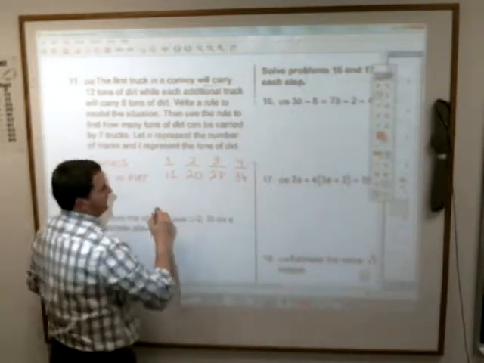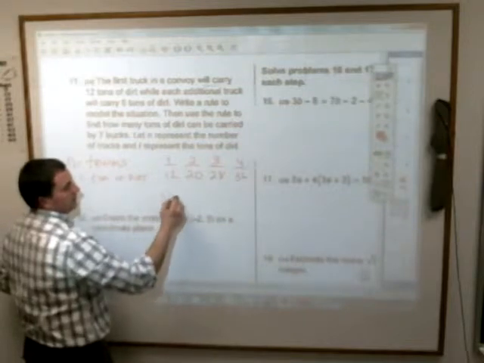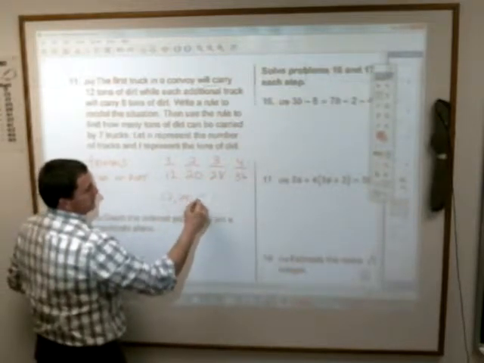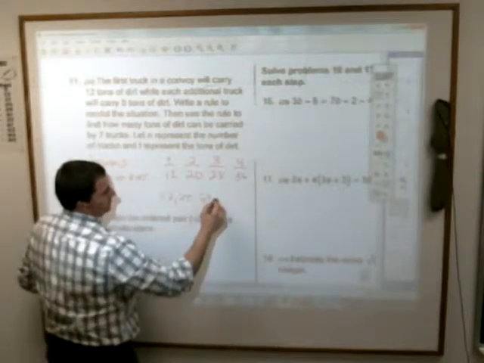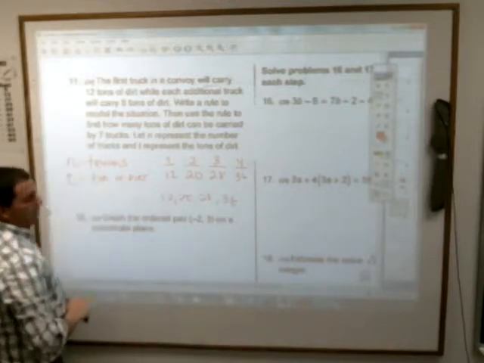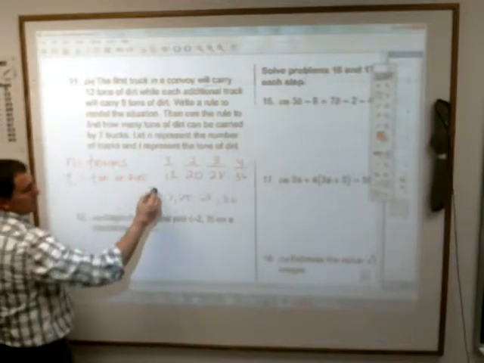So here's my pattern. My pattern is 12, 20, 28, 36. Okay, that is my pattern.